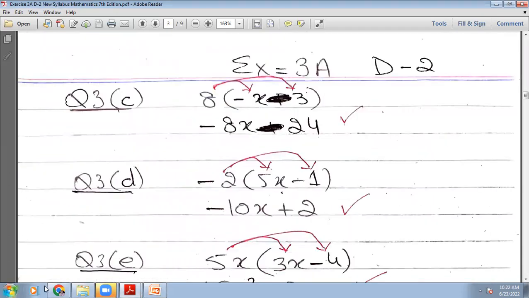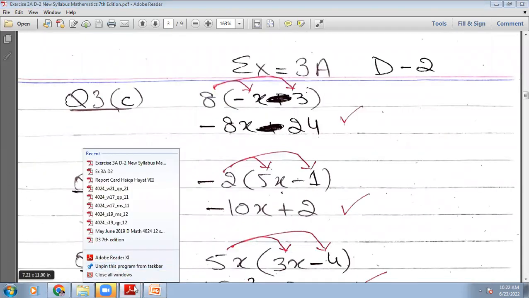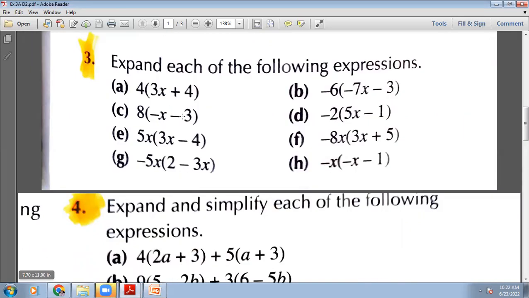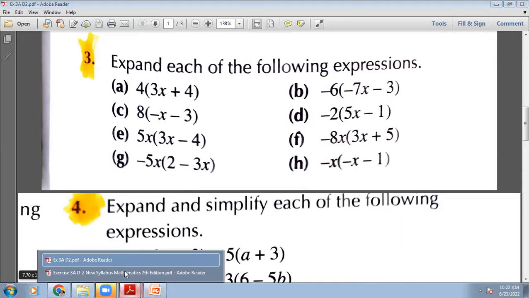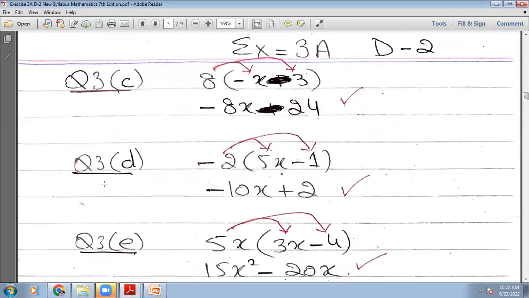Okay, so the next question, sorry. The next question is the C part. Here we have 8 multiplying with that bracket. So 8 will multiply with this term and 8 will multiply with this term. So you will have minus 8x and minus 24.